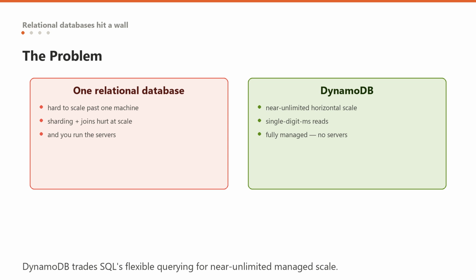DynamoDB is Amazon's answer. It trades away the flexible querying of SQL, and in return gives you near unlimited horizontal scale, single-digit millisecond performance, and 0 servers to manage.